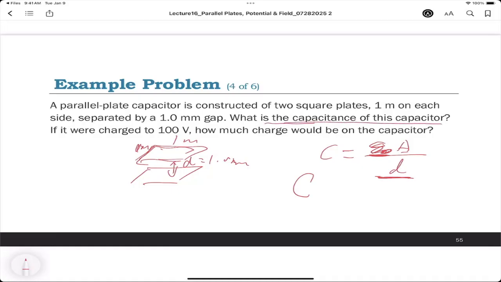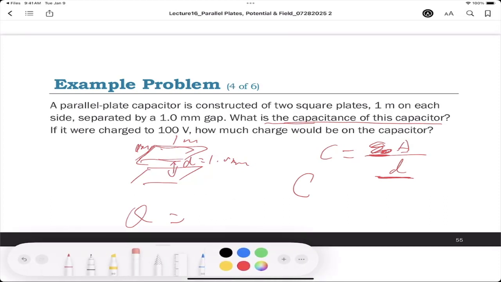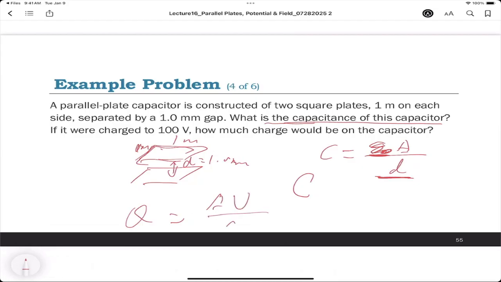So you can calculate the capacitance of this sensor. If we charge to 100 volts, so Q equals what? Actually, we can use the simple equation Q equals delta V times C. The delta V equals 100, am I right? And then D is 1 millimeter. So you can calculate Q based on this equation. I will leave this to you to calculate by yourself. If you have any question, just let me know.